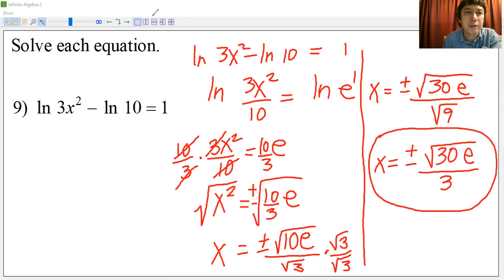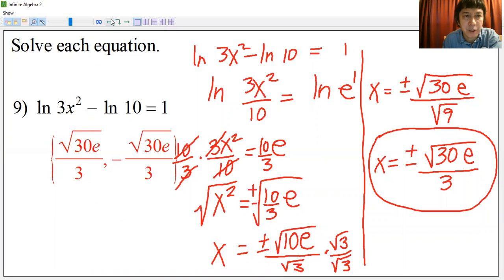We shall verify the answer. Okay, so these are the answers. We have the positive square root of 30e over 3 and the negative square root of 30e over 3. So that's our answer here. Plus or minus, that means we have a plus and a minus there, okay? All right, shown by the computer.